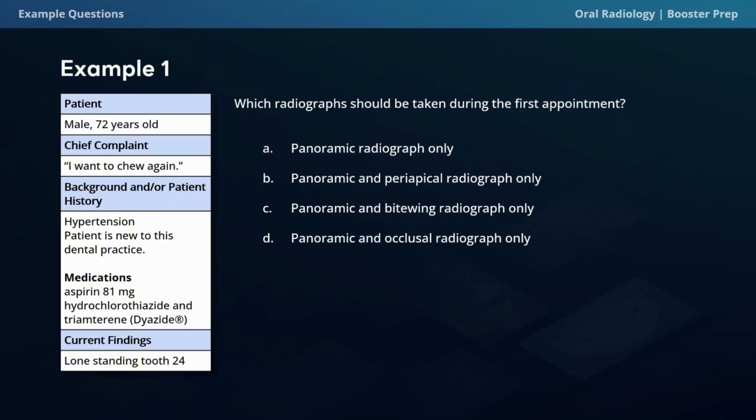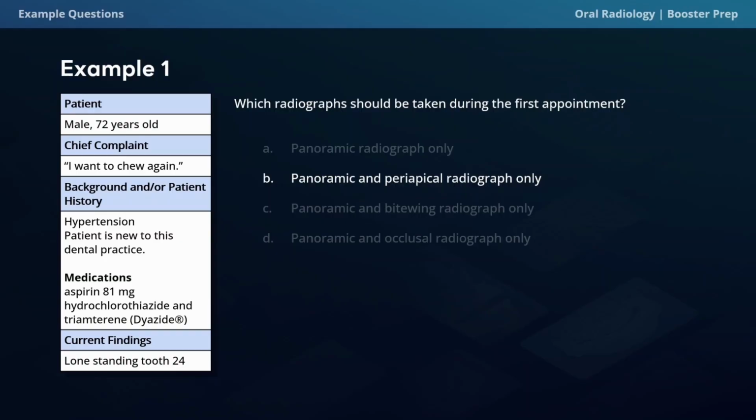Okay, let's take a look. So our options are A, panoramic radiograph only, B, panoramic and periapical radiograph only, C, panoramic and bitewing radiograph only, and finally D, panoramic and occlusal radiograph only. For this question, the correct answer is B, panoramic and periapical radiograph only.